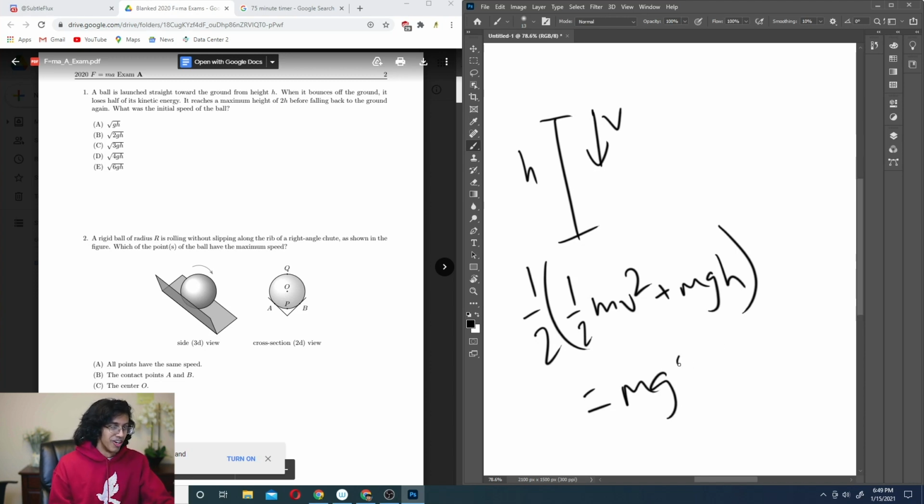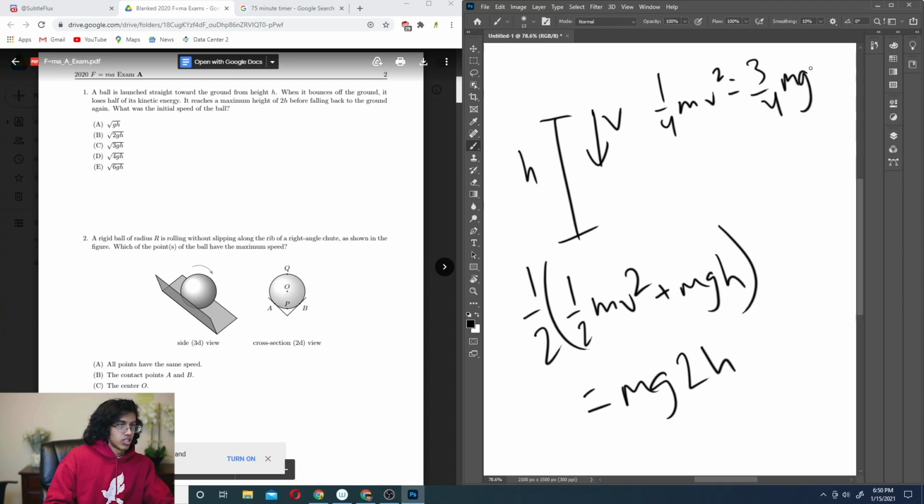Oh, that is not a 2. What the heck is that? Bro, 2h. So if we just solve for v, we should get our answer. So we get 1/4 mv squared is equal to 3/4 mgh. Or sorry, 3/2 mgh. So if we just do this, we get v is equal to √6gh. Okay, so that is E.